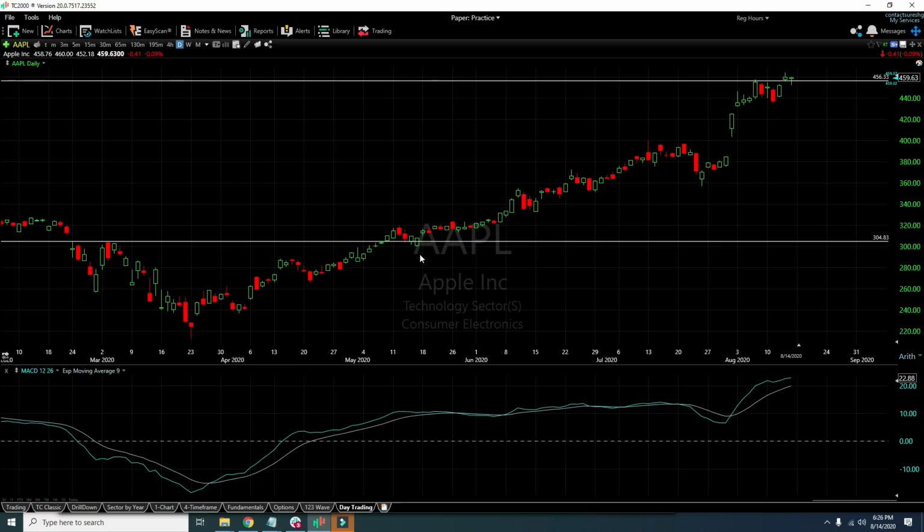So we saw on the May 15th weekly time frame a buy signal in the Apple chart. Now we are looking at the daily chart.